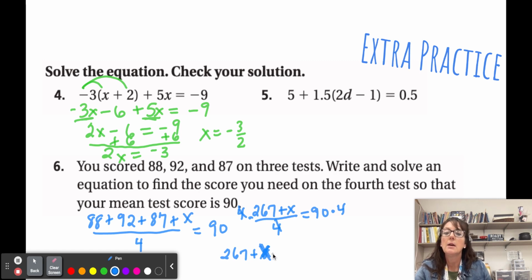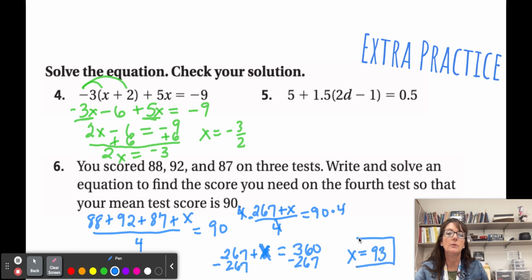Crazy, crazy. All right. And that's going to be equal to 90 times 4, or 360. Okay, so here's our variable x. And so we want to get rid of or undo this adding 267. So we will subtract 267. And we'll find that x is equal to 93. So we need a 93% on that 4th test in order to get an A average for our test scores.